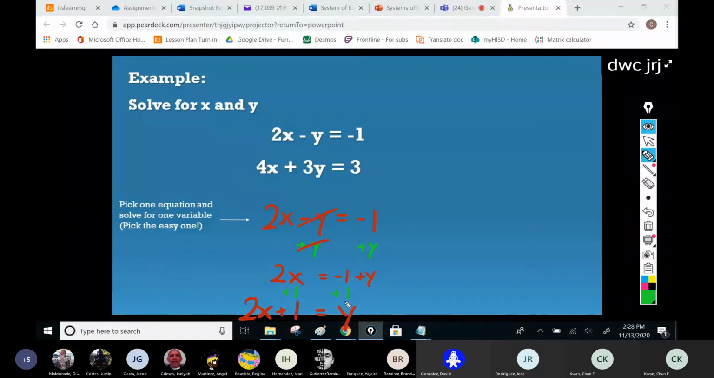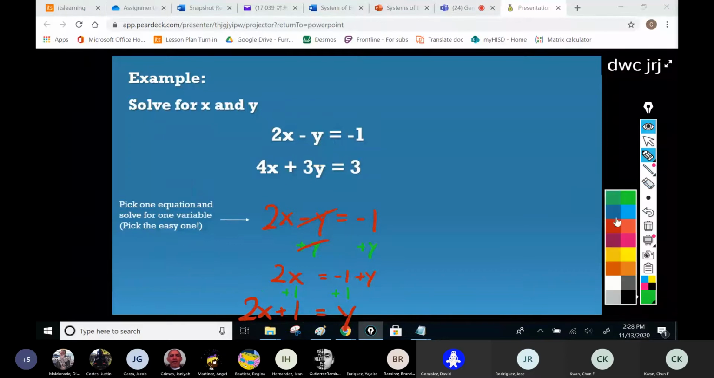All right, once we solve this variable, we know y is 2x plus 1. We're going to take this, and then we will put it into the other equation and replace y. You have to put it into the other equation, not the one that you get it from. We get it from the first one. We don't want to put it back into the first one. We want to put it into the other one and replace the y.